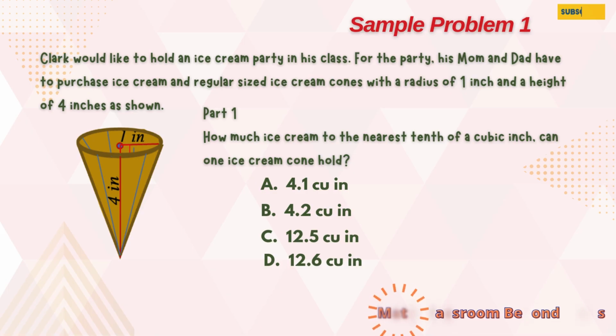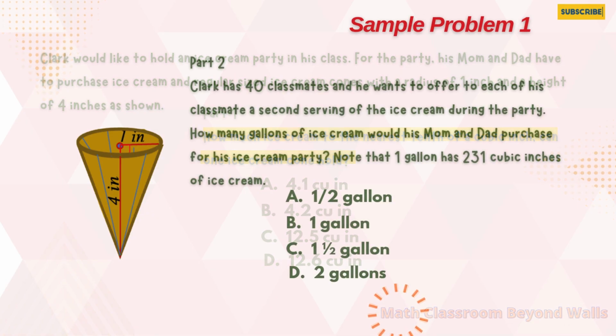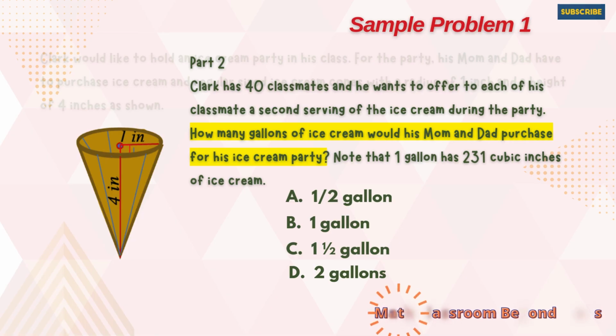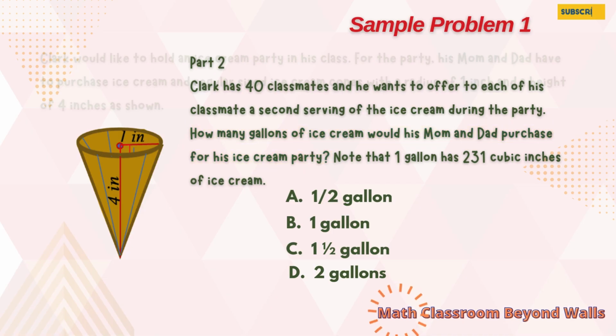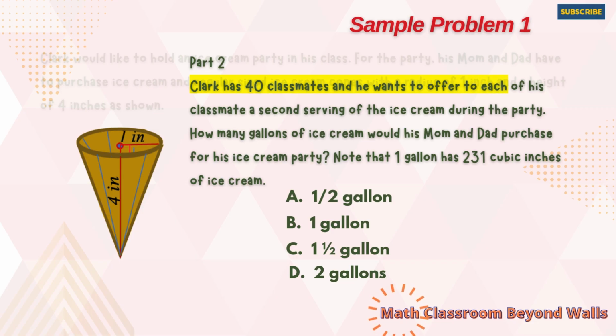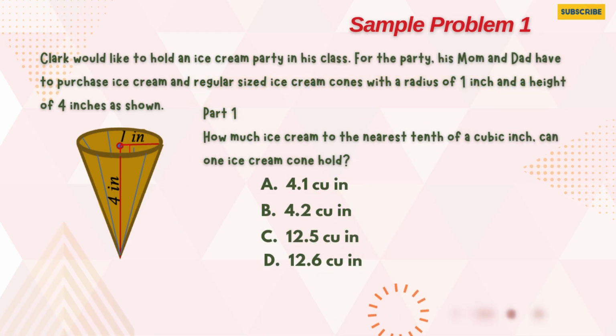First, we're to find how much ice cream, to the nearest tenth of a cubic inch, one ice cream cone can hold. Second, we're to determine how many gallons of ice cream Clark's mom and dad should buy for his ice cream party with his 40 classmates and, of course, himself. What are given? We're given a figure of the ice cream cone with dimensions. The problem also states that Clark has 40 classmates and he wants to offer his classmates a second serving of the ice cream. Okay, so we will do part 1 first.